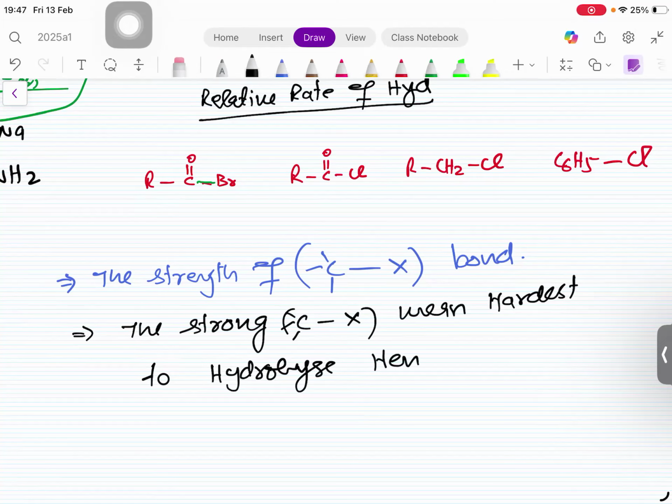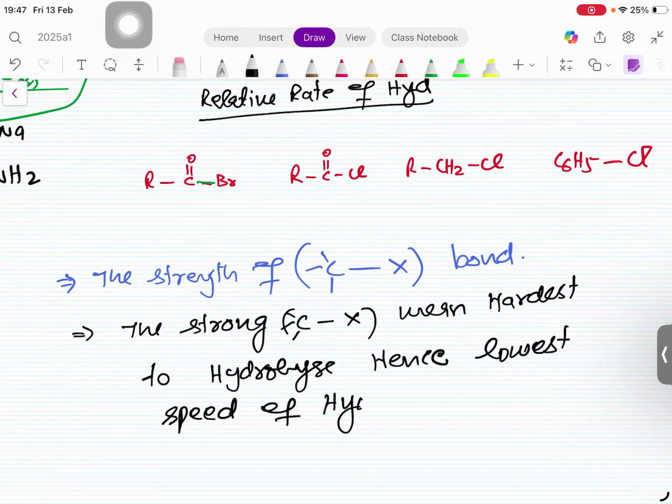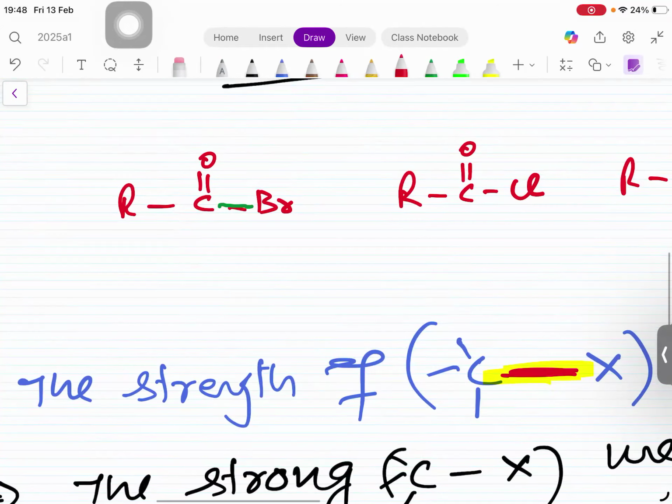hence lowest speed of hydrolysis. Okay? So the speed of hydrolysis will be lowest if this bond is the strongest. Now we have to focus. Whenever they ask you the rate of hydrolysis, you have to focus on the bond between C and X. Okay? Carbon and halogen here. Okay? Now look at this, for example.